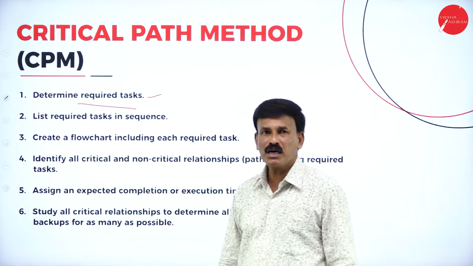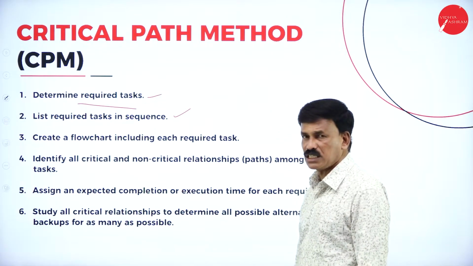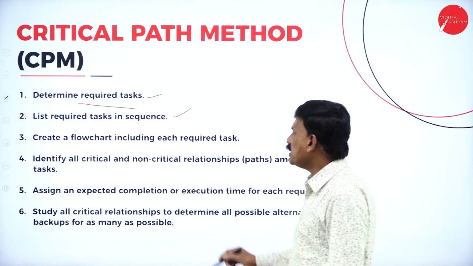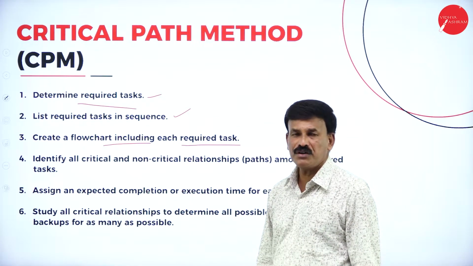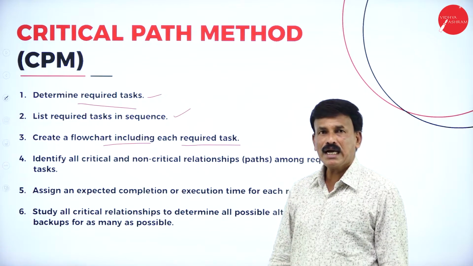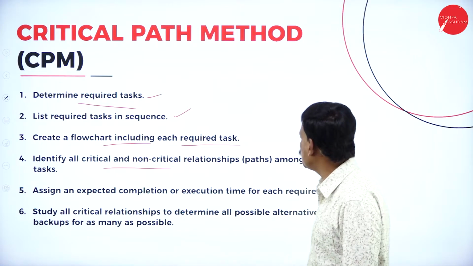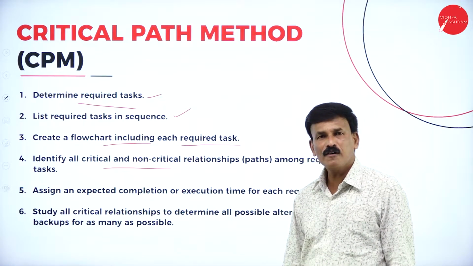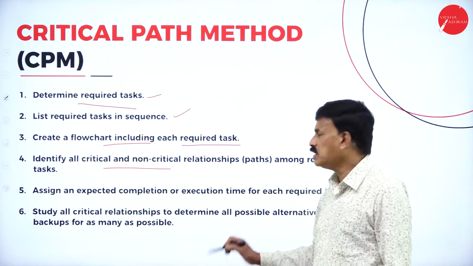So, it will determine the required tasks in the sequence and create a flow chart including each required task. We have to create a flow chart including each required task and identify all the critical and non-critical relationships, that is, identify all the critical and non-critical paths among the required tasks.